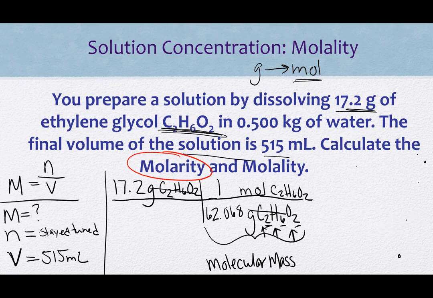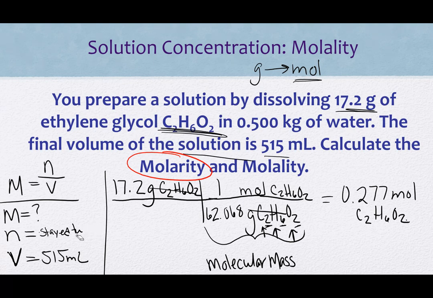Let's clean up here. All right, so multiply across the top, divide by the bottom. So 17.2 times 1 divided by 62.068. And 17.2 grams is the same as 0.277 moles. Okay. So that's the grams to moles conversion. We learned how to do that in Gen Chem 1. That is your review, so I will not break problems down that much in the future, but hopefully that was a helpful review for you guys.